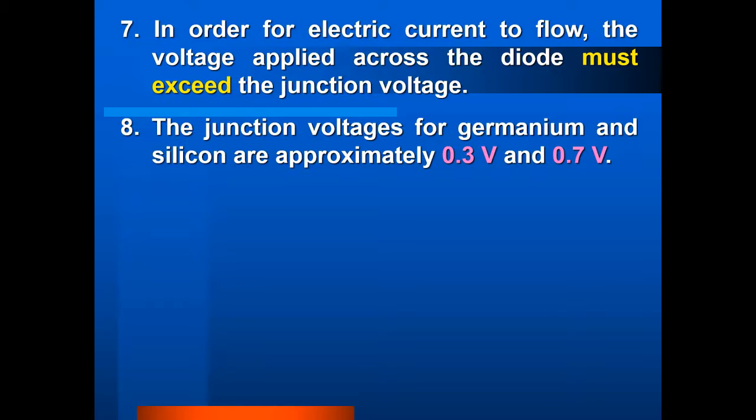So that means your voltage supply must be greater than 0.3 if you are using the germanium semiconductor, and your potential difference must exceed 0.7 volt to allow the current to flow for the silicon semiconductor.